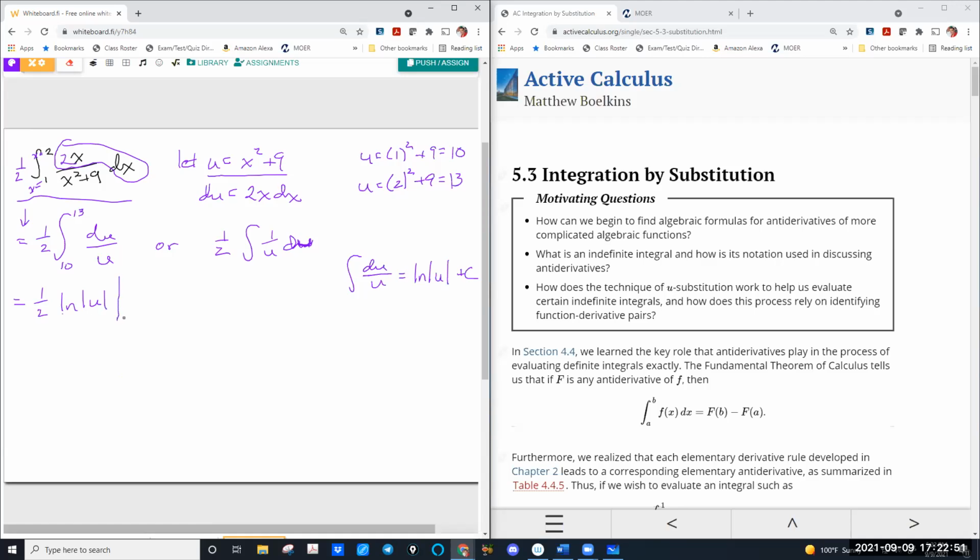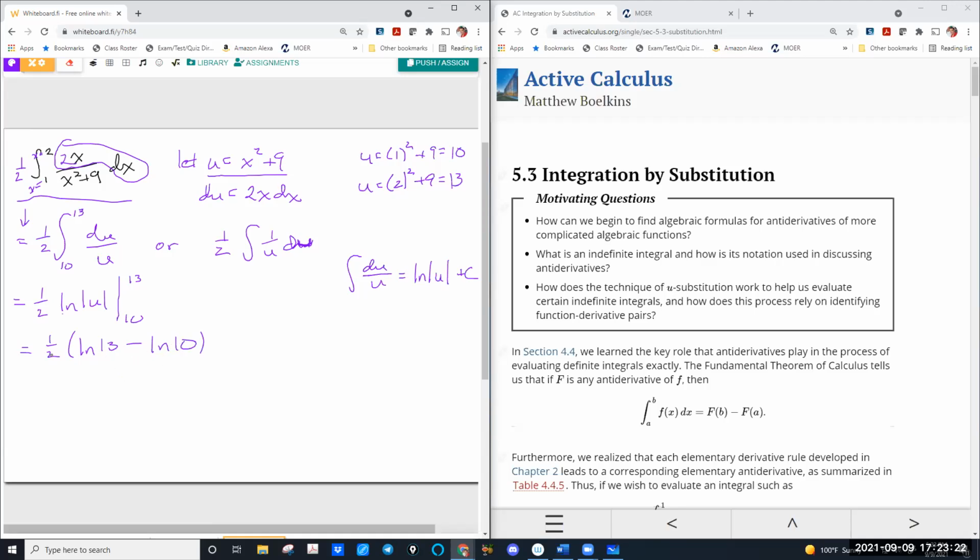And then we have to put in our limits. So we put a line behind. This is just a little review of this notation. Notice the integral symbol turned into a line behind. This tells the reader that the antiderivative has been taken, but the limits haven't been plugged in yet. So we have 1/2, upper limit, so ln of 13 minus ln of 10.